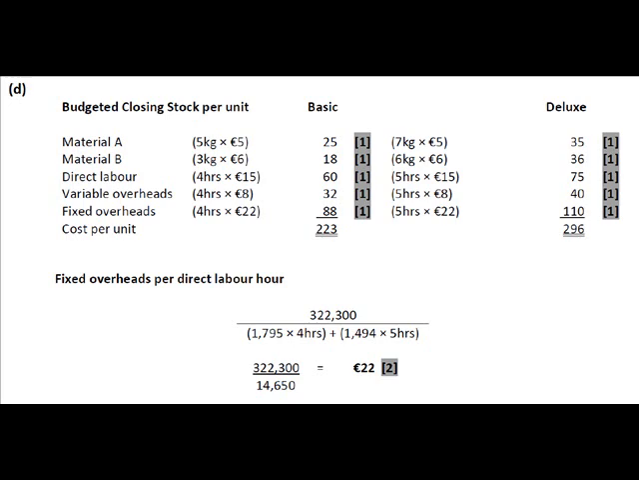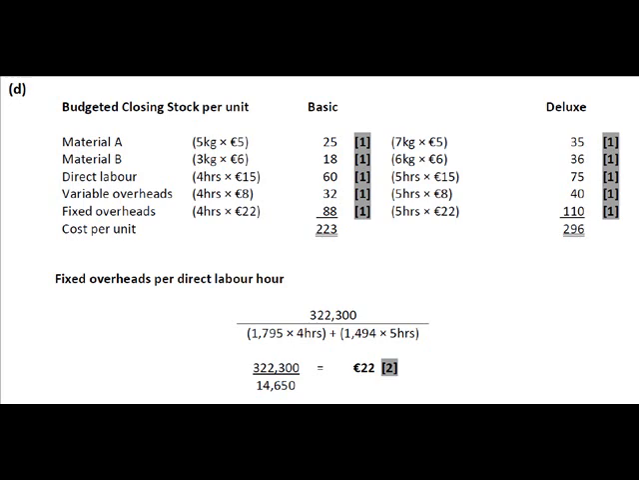And we're going to divide that budgeted overheads by the number of labour hours we plan to spend working in the factory, which you can see is 14,650. Now, where did we get that? It's the budgeted overheads, 322,300 we said, divided by the number of hours we plan to work in the factory during the year.